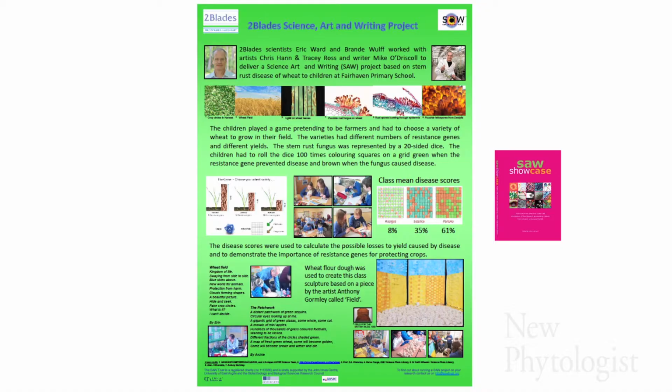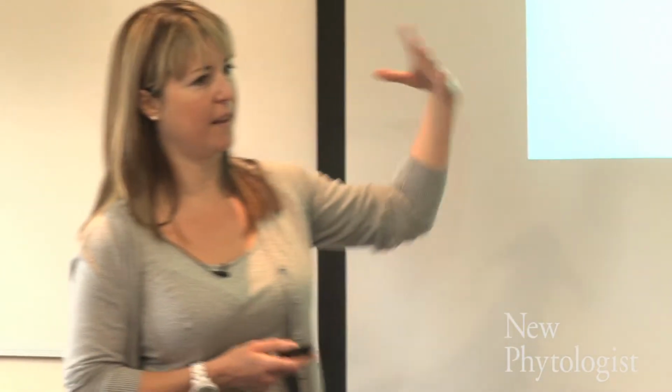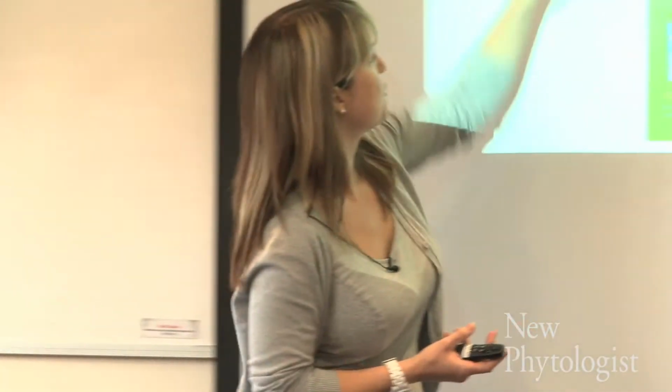And just another example of something that I recently did with the Two Blades Foundation, who are based at the Sainsbury Laboratory. They work on stem rust disease of wheat, and so a lot of what they do is looking at resistance genes and bulking up resistance genes in wheat plants. And some of these very lab-based science topics are very difficult to take into a classroom, especially in a limited time. And so they actually designed a game that they could use to just get the concept across to the children. And so they had a choice of wheat varieties.